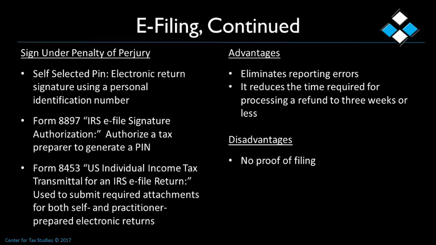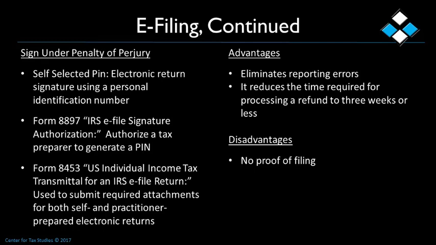Now, the advantages of e-filing is that it eliminates reporting errors. Therefore, the IRS can quickly go through all of the returns that are in your name and your identification number to eliminate those errors. It also reduces the time required for processing a refund to about three or so weeks.